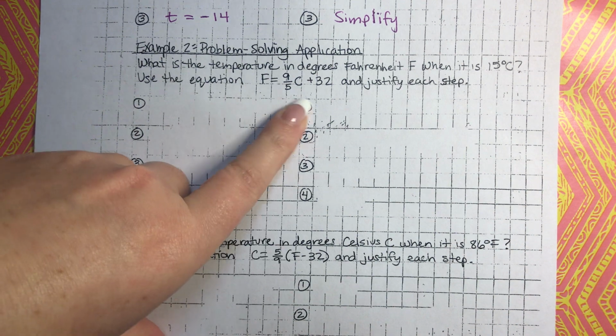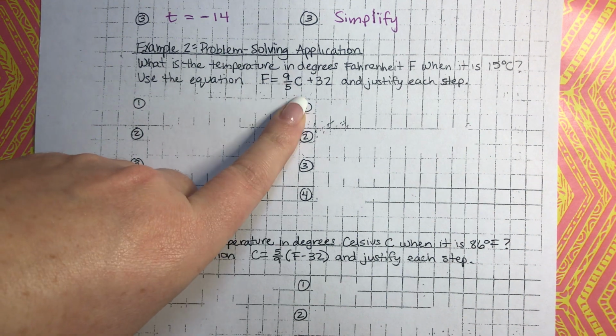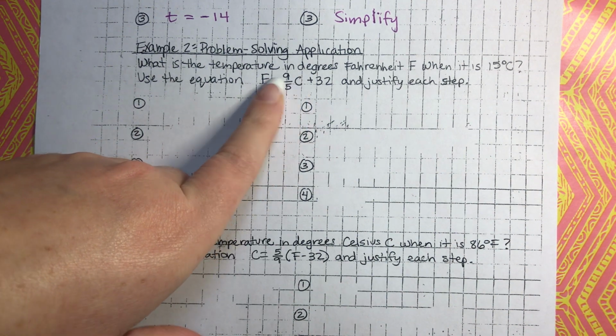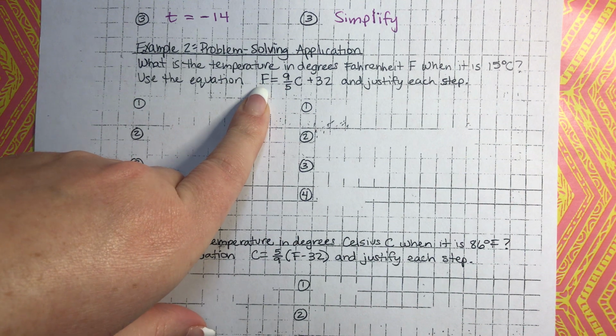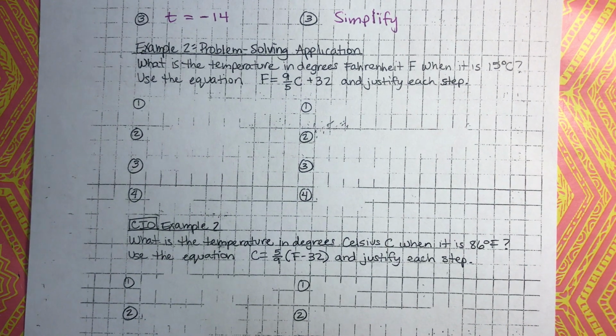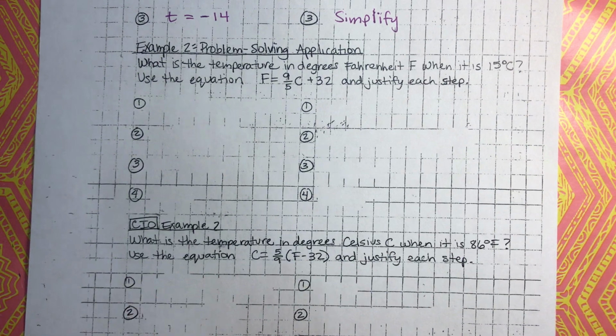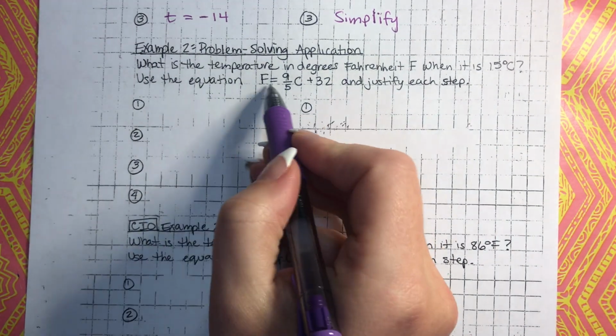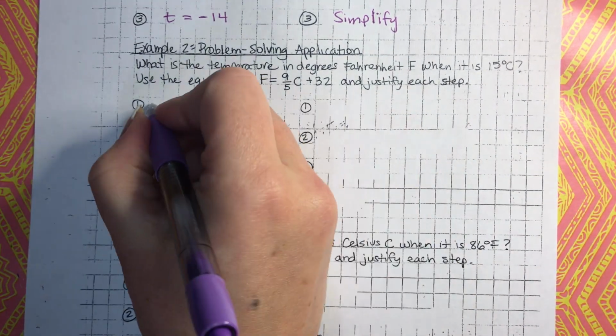So this is a formula of how you can be given Celsius and then convert it into Fahrenheit temperatures. So that's what we're going to do. But this is kind of like a proof, right? So we have to show and justify each step. So first what I'm going to do is write down all of the given information. So I'm given this formula. So I'm going to write that down.